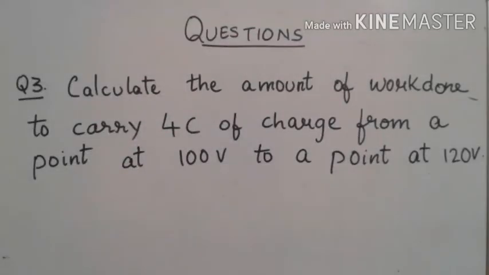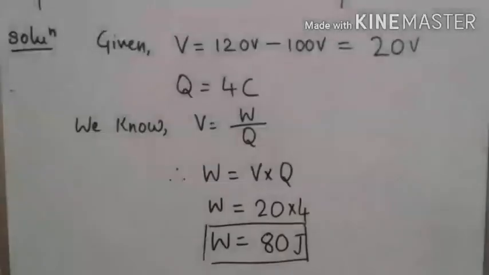Let us do one more numerical. Calculate the amount of work done to carry 4 coulomb of charge from a point at 100 volt to a point at 120 volt. Now let us write what is given in this question. The potential difference is found by calculating the difference, and it is 20 volt. Q is 4 coulomb. Again we put in the formula, all the values, and we get the work done to be 80 joule.